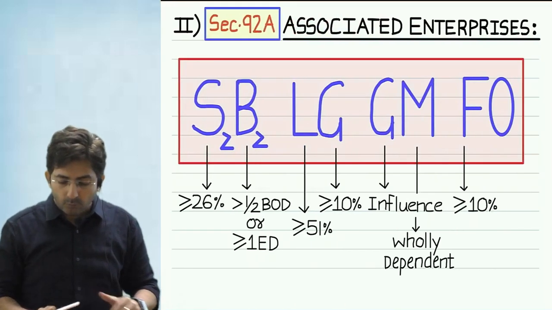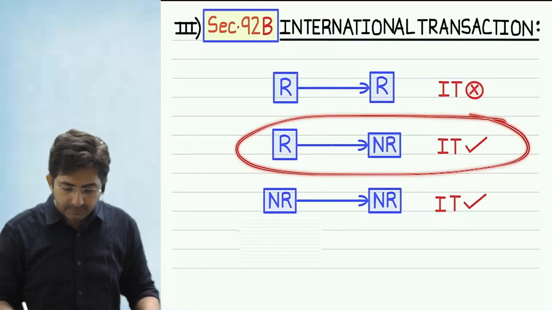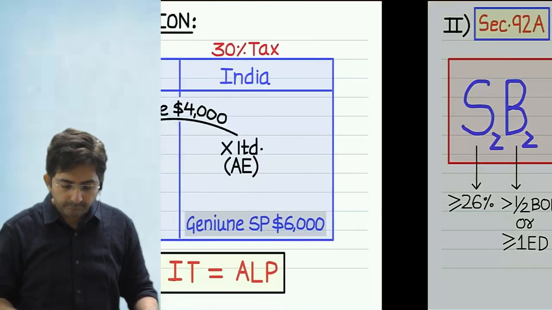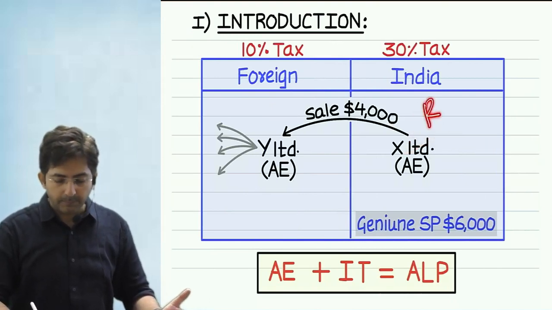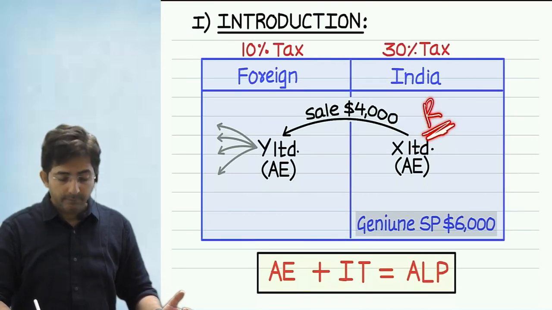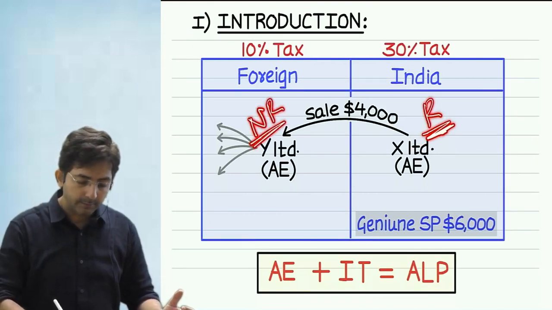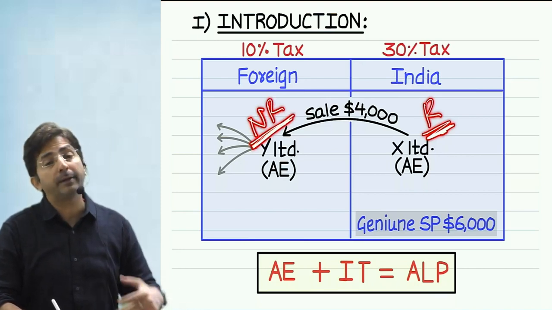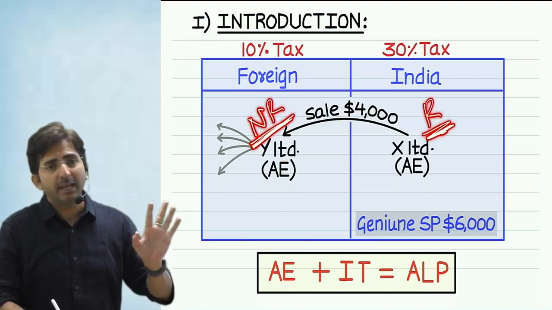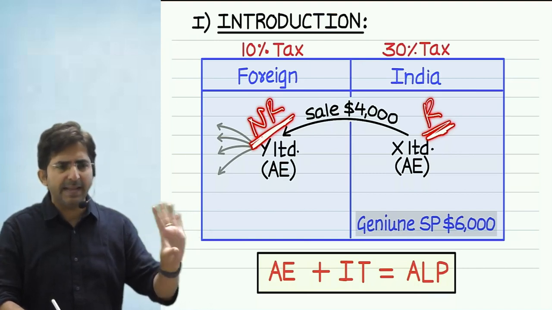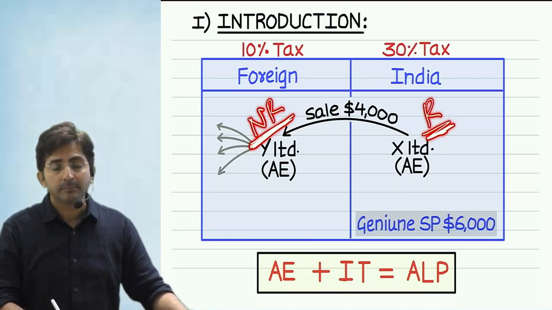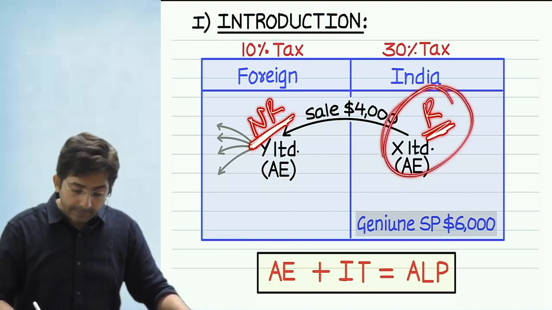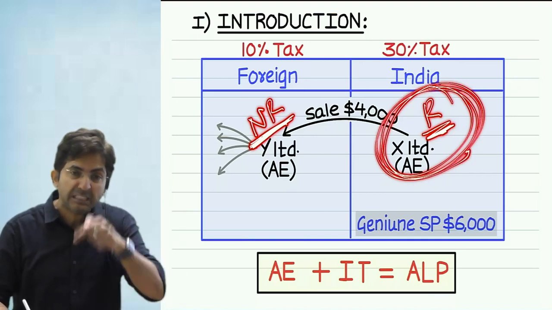But now tell me, what if this is the case? Means X Limited is resident. Why? Because maybe X Limited is incorporated in India, but Y Limited is non-resident, because Y Limited is incorporated in a foreign country, and being a foreign company, usually it will be NR. So now tell me, is there any threat of BEPS? Is there any threat of BEPS? Yes, because see, X Limited will pay tax in India, and rather it is reducing the tax of India.